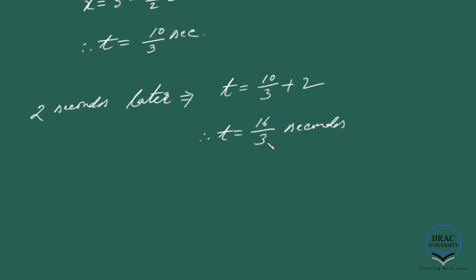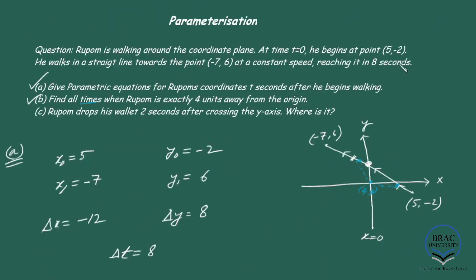Now, where is he exactly dropping his wallet? We have found the exact time, which is 16 over 3. Exactly at 16 over 3 seconds, he is dropping his wallet. But what is this location? I would like to know.